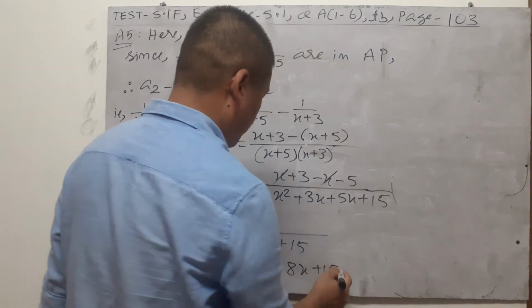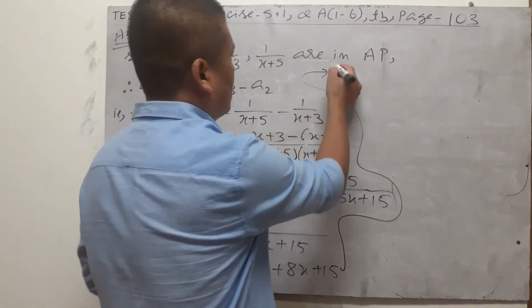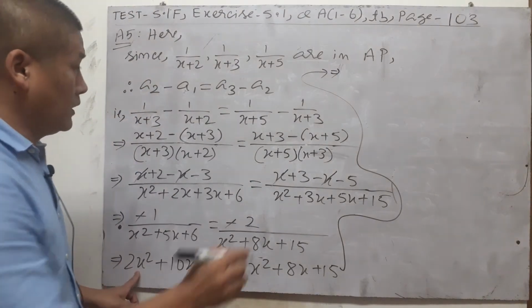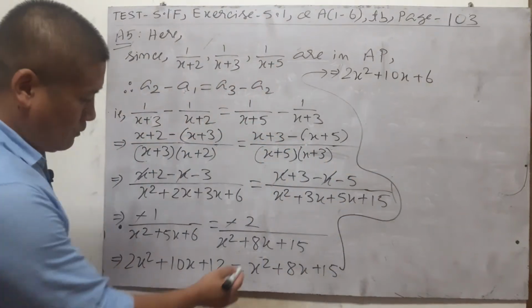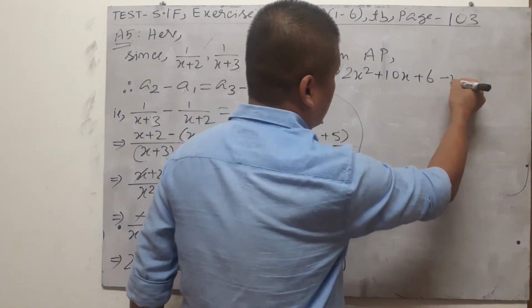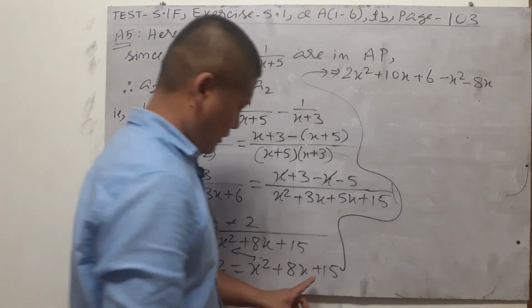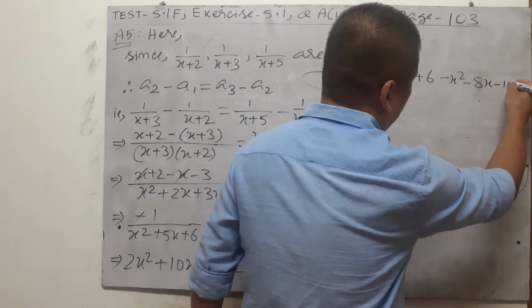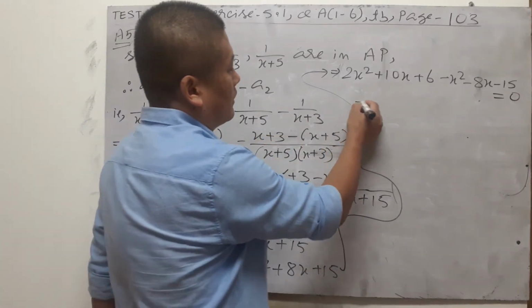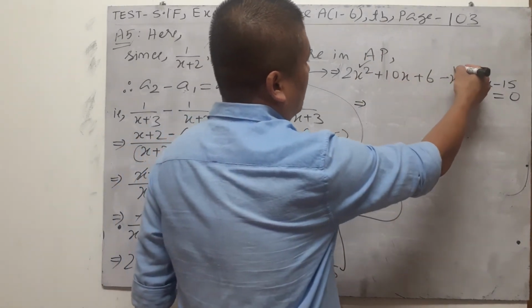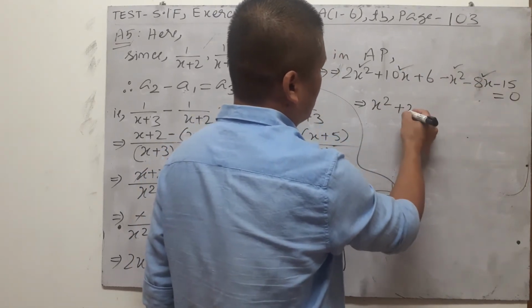Okay, so here you write, that implies, okay, so 2x square plus 10x plus 6. Bring this one this side, then plus x square becomes minus x square. Bring this one to the left side, then minus 8x. Then plus 15 to the left side becomes minus 15 equal to 0. Nothing is 0 on the right side, so equal to 0. Then the like terms you combine. 2x square minus 1x square is plus 1x square. Plus 10x minus 8x is plus 2x.